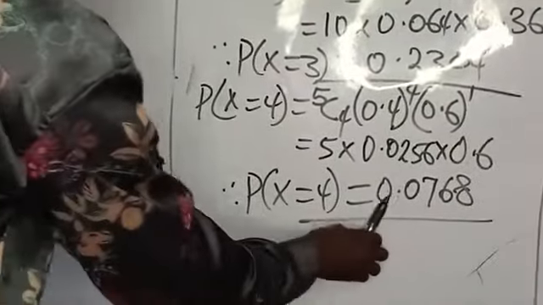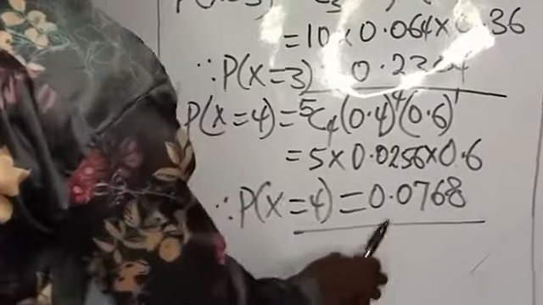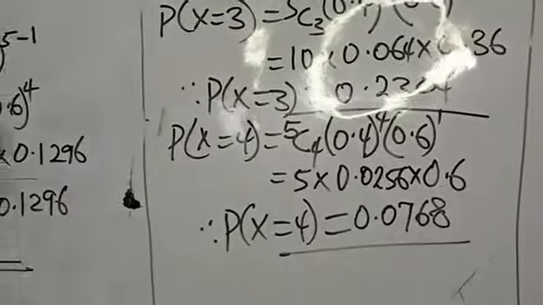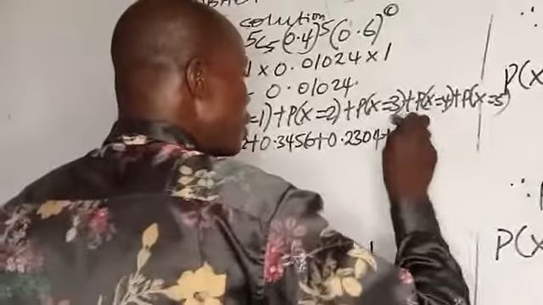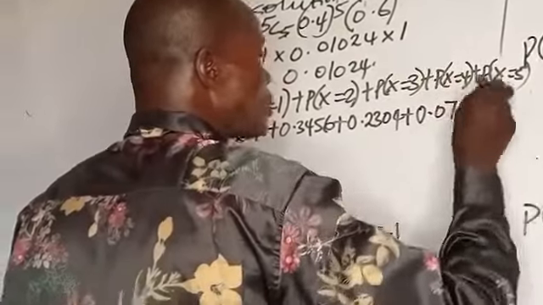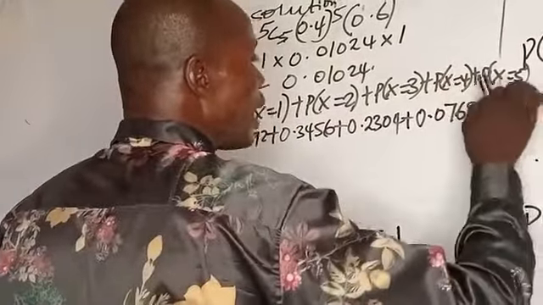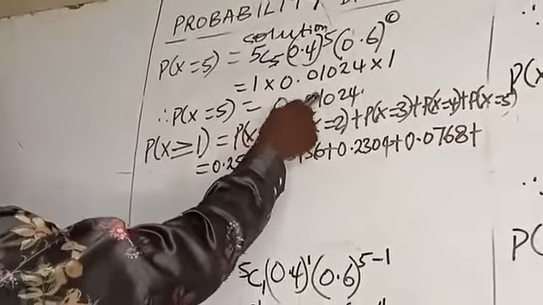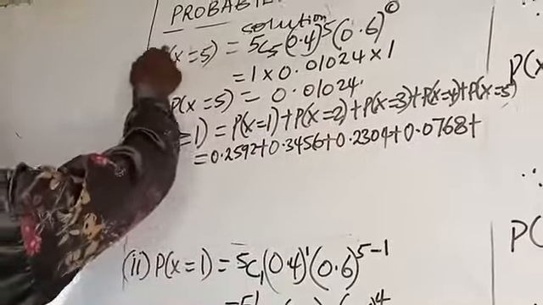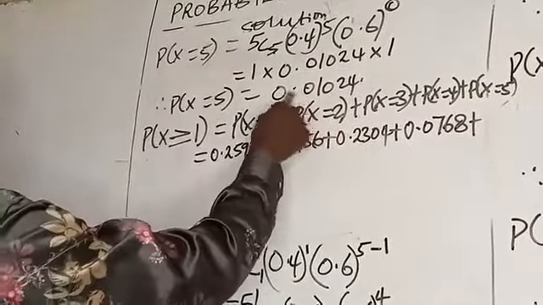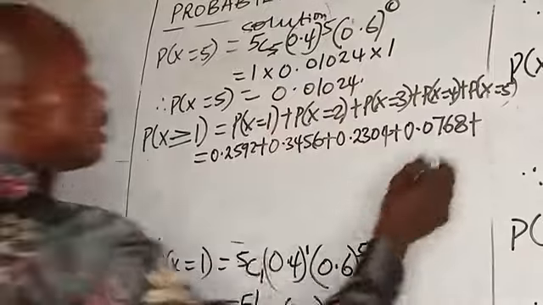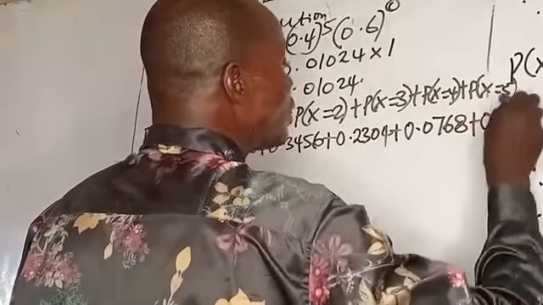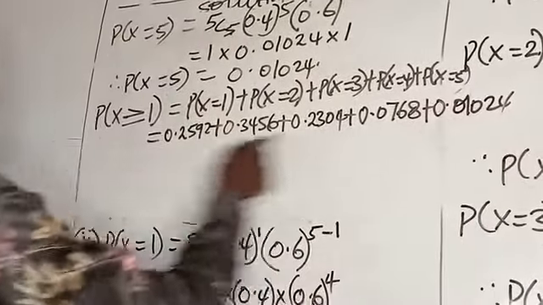Probability of x equals to 4, we got 0.0768, plus probability of x equals to 5. Probability of x equal to 5, we got 0.01024. Now let's sum it up.